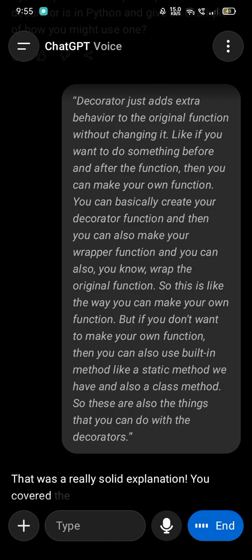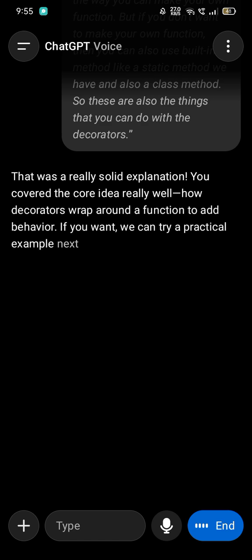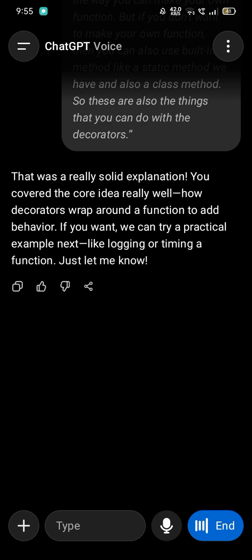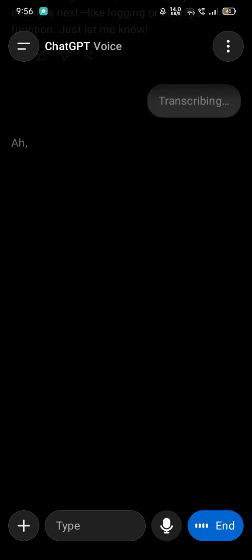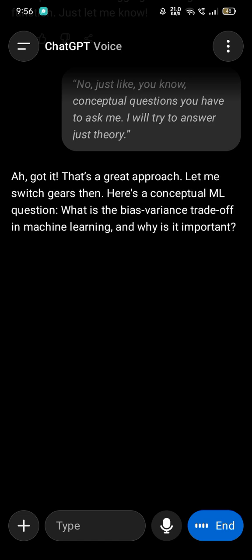That was a really solid explanation. You covered the core idea really well, how decorators wrap around a function to add behavior. If you want, we can try a practical example next, like logging or timing a function. Just let me know. No, just conceptual questions you have to ask me. I will try to answer just theory. Ah, got it. That's a great approach. Let me switch gears then. Here's a conceptual ML question. What is the bias variance trade-off in machine learning and why is it important?